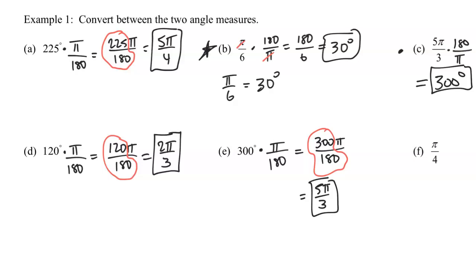Okay, and then finally letter F. This is another one that you're going to want to memorize along with letter B. And so letter F here, pi over 4, we're going to multiply by 180 divided by pi. That means your pi's are going to cancel out, and 180 divided by 4 is going to give you 45 degrees. And so pi over 4 radians and 45 degrees would be the same angle.